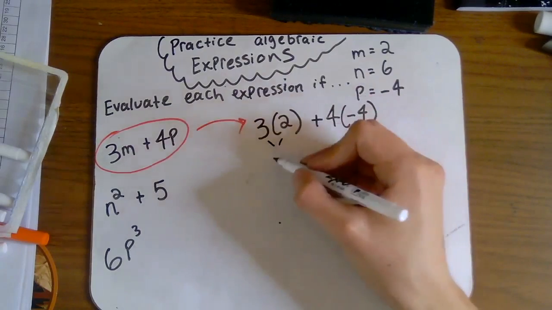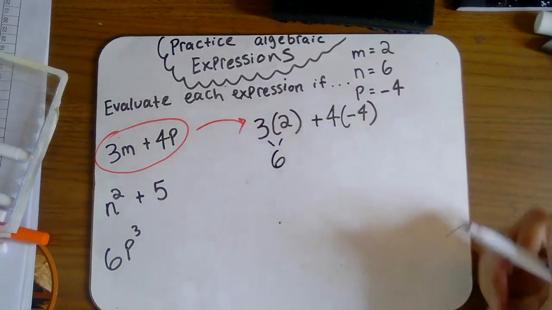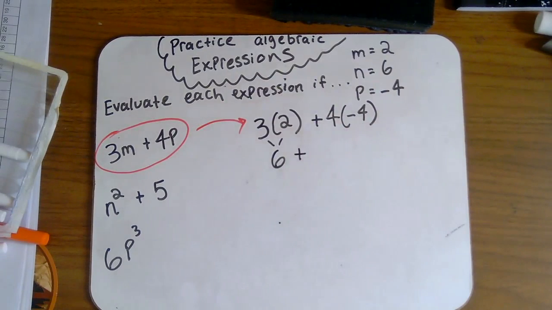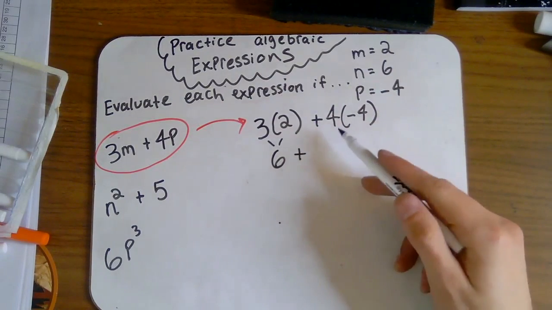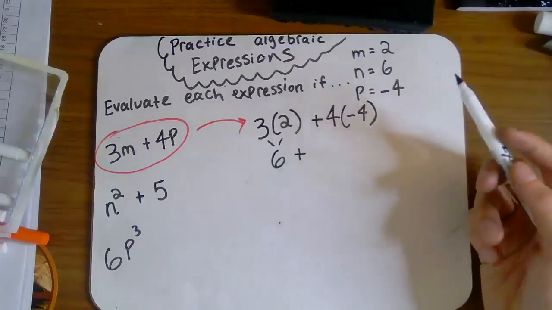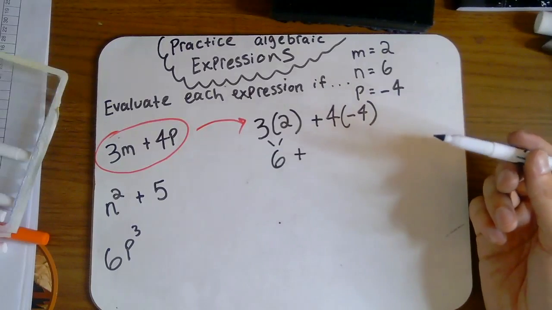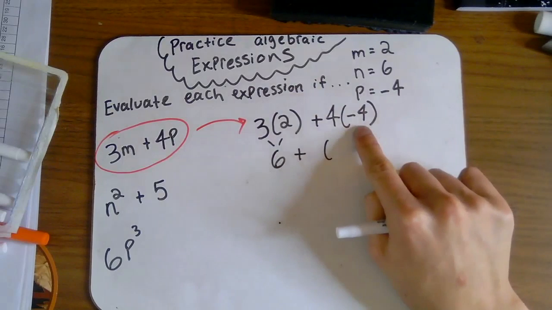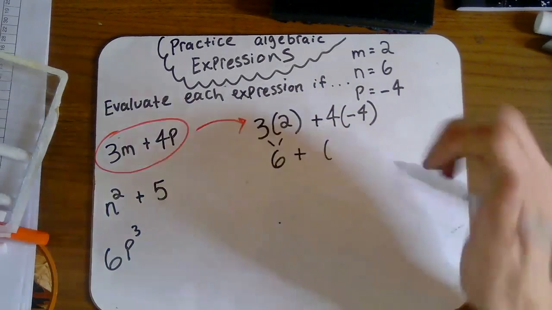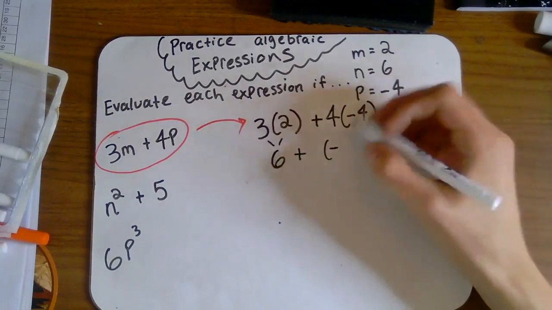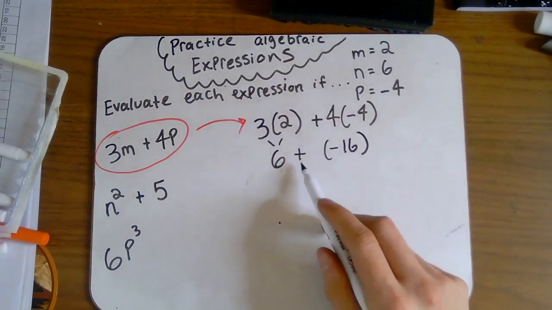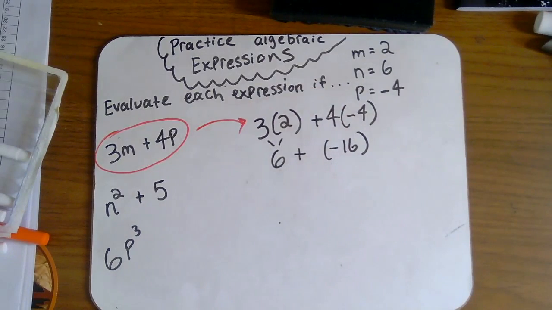So we'll do 3 times 2, which is 6. And then we're going to add 4 times negative 4. So if we just had a regular 4 times 4, if this was positive, then we would say that it's 16. However, we have a negative for one of the factors here. So if we have a negative times a positive, this is going to be a negative 16. So we're taking 6 and we're going to add a negative 16.